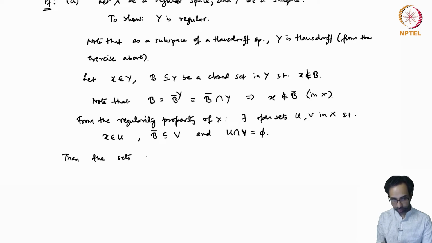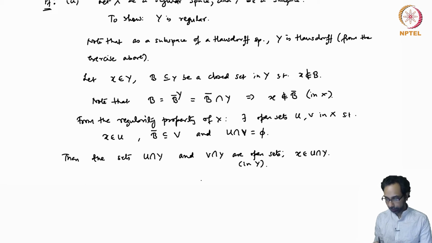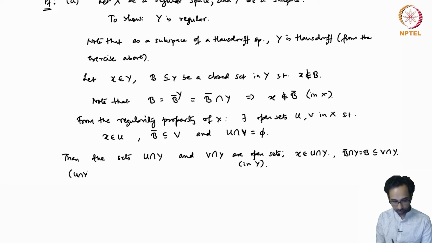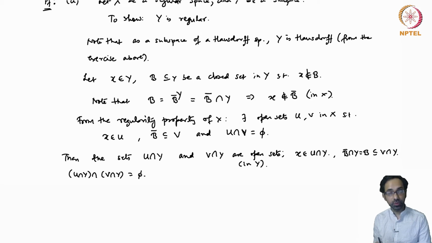Then the sets U intersection Y and V intersection Y are open sets in Y, of course, in the subspace topology. And x belongs to U intersection Y because x belongs to both U and Y, and B closure intersection Y, which is just B, is a subset of V intersection Y. So now we have found disjoint open sets. Of course U intersection Y and V intersection Y are going to be disjoint because U intersection V is empty. So we have disjoint open sets in the subspace topology of Y containing x and B respectively, and so we are done. So this implies that Y is regular.